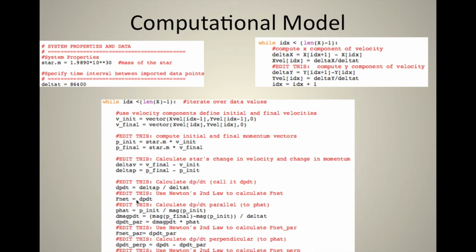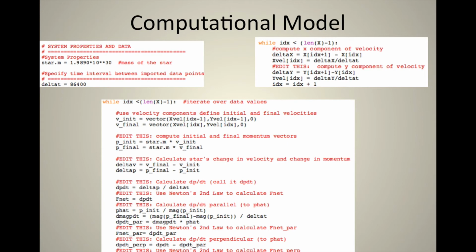To find F net, we need to find dp/dt. Finding dp/dt is done by the method that I explained to you in the previous slide, which is multiplying the mass of the object by the change in velocity and placing that over the change in time. Doing this gives us F net. In order to find the parallel and perpendicular components of F net, we need to find their equivalent values, which are the parallel and perpendicular components of dp/dt.